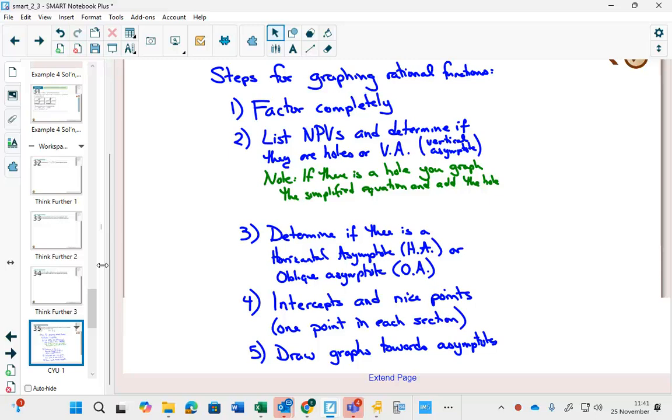And then in green, I wrote that if there is a hole, what's going to happen, I'm going to try to make this just a little bit bigger for you to see. If there's a hole, you graph the simplified equation and add your hole. So notice in all of our lines, once you canceled out that value, you got a straight line. You graph that straight line, but just add the hole to the graph.